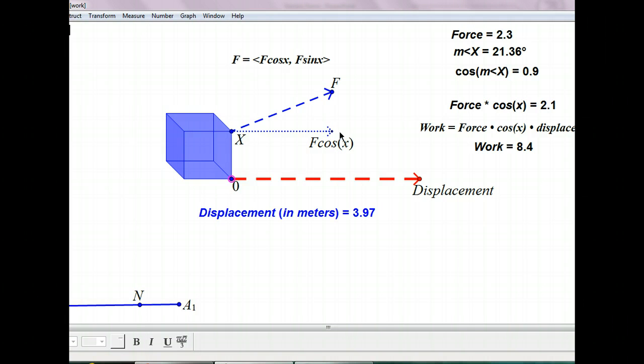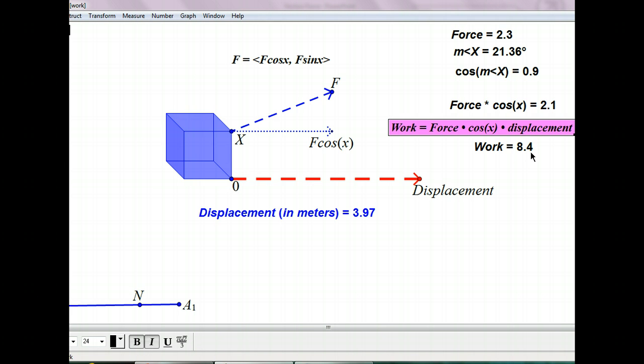Now let's look and see about our calculations. So we have our angle x, which is this angle right in here, about 21.36 degrees. And then we're calculating the cosine of the angle, and then the force times the cosine of the angle, which gives us our 2.1 here. And then you have your work, which is going to be force times the cosine of the angle times your displacement, which is going to be this length here. So we have the work is about 8.4.